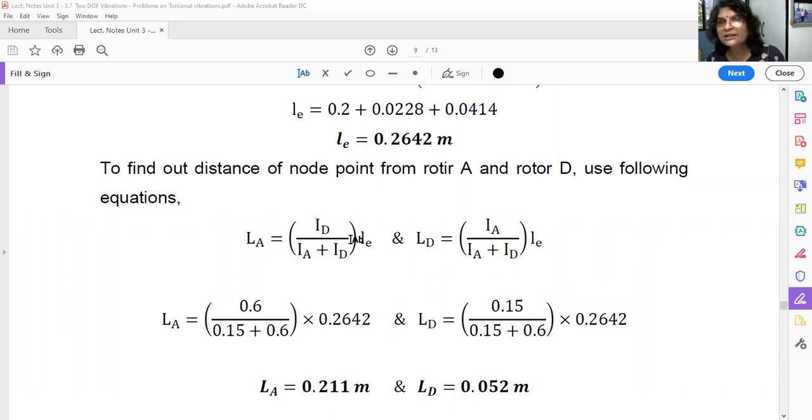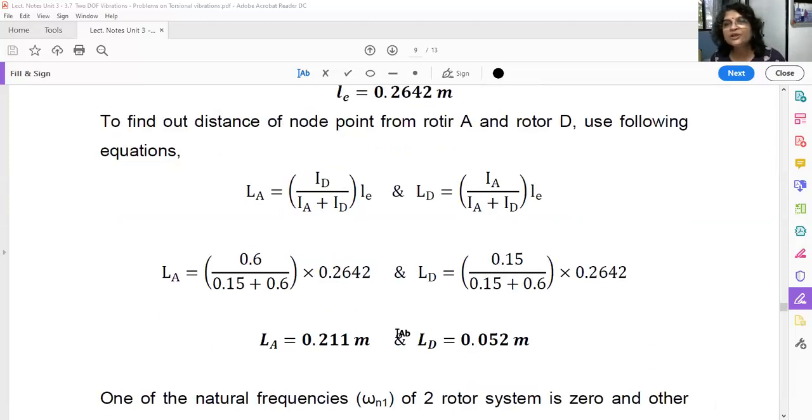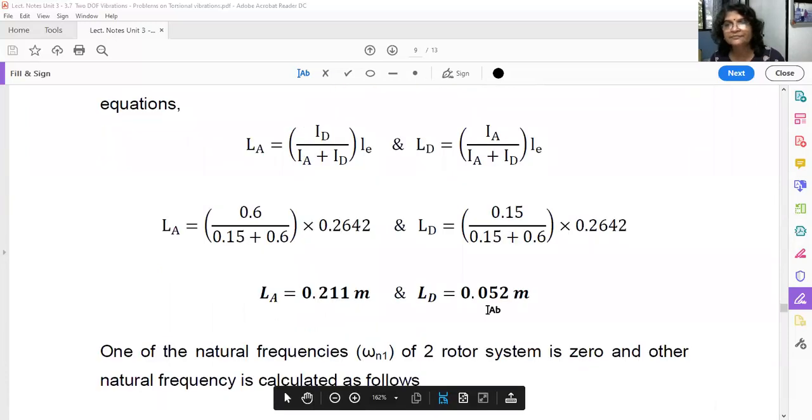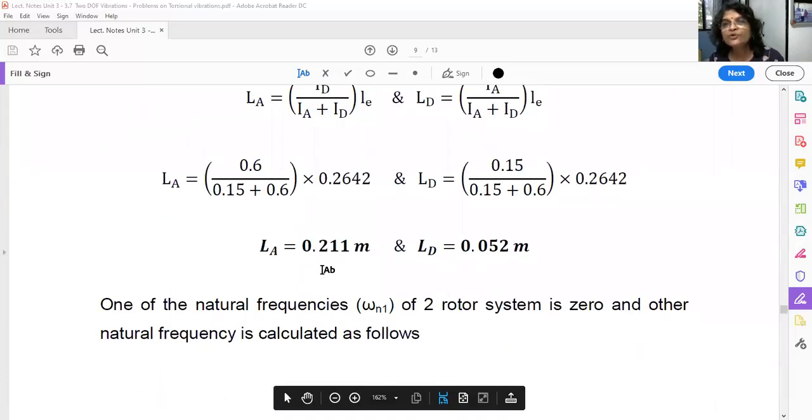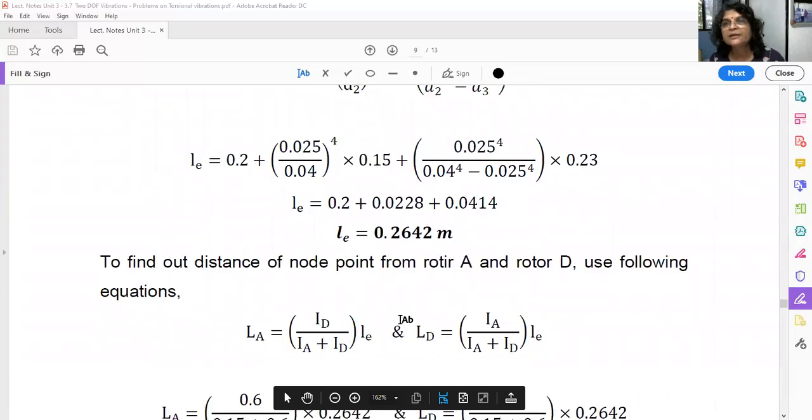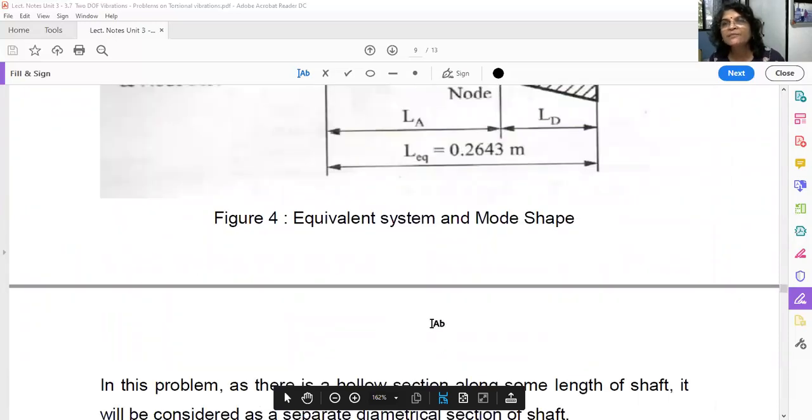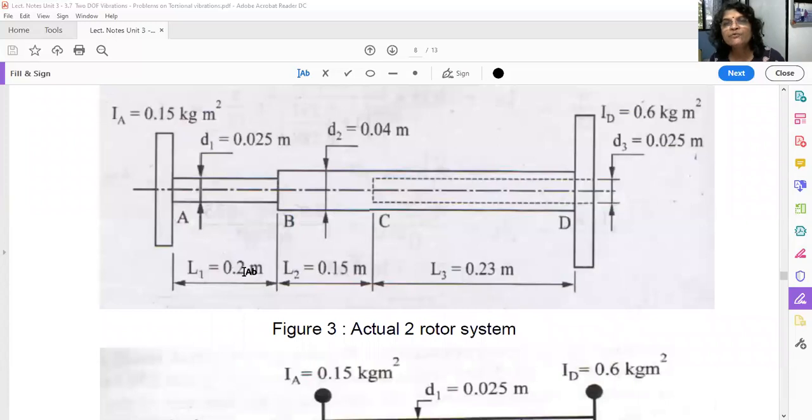As I told you, this is a reverse. When you find out LA, the mass moment of inertia of D is there. When you find out LD, the mass moment of inertia of A is there. The denominator is the same, IA plus ID. Putting all the values, you will get LA and LD. So look here, LA is 0.211 meter. That lies somewhere here, it is 0.2 meter only, but the node point lies here.